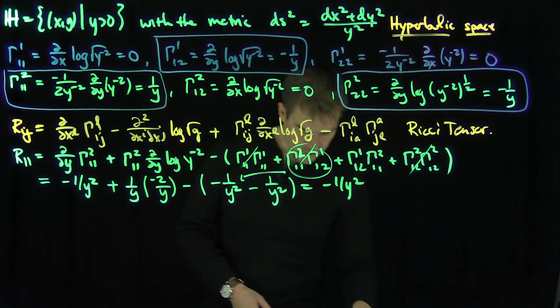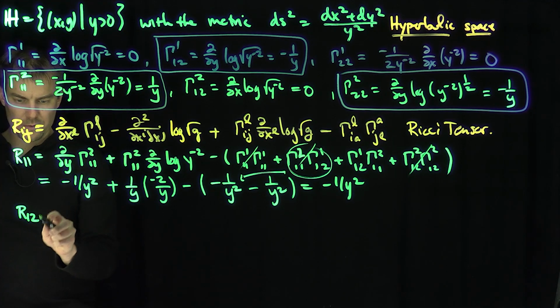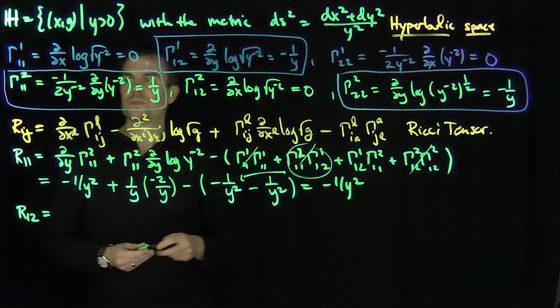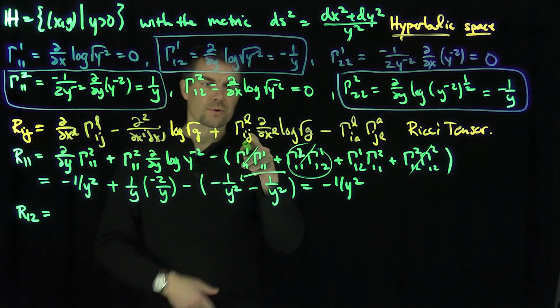The next component, let's see what we get. So let's do R of 1, 2. Now I have 1, 2 as my index over here, right? So my index ij is 1, 2 for these Christoffel symbols.